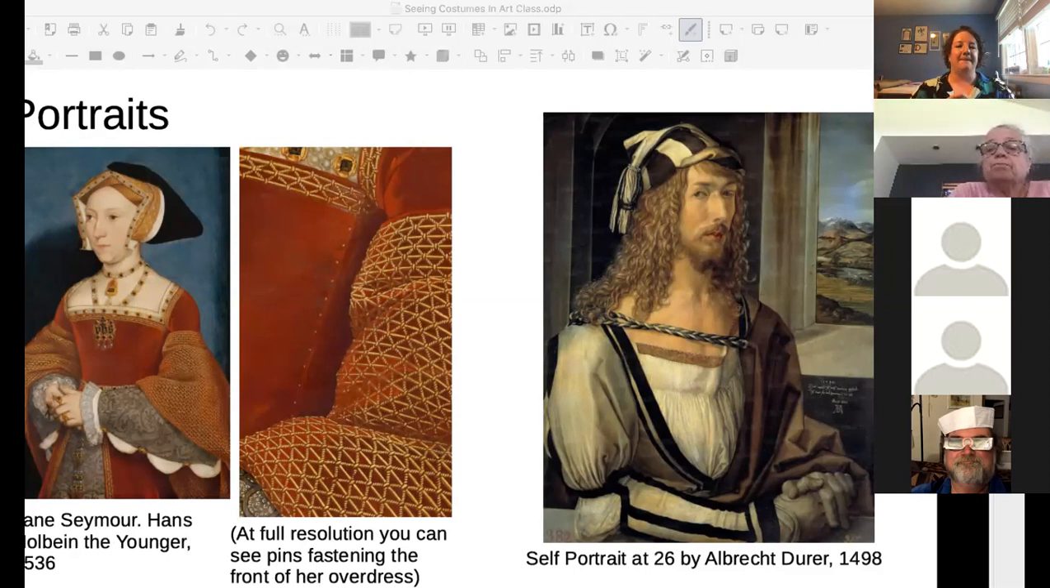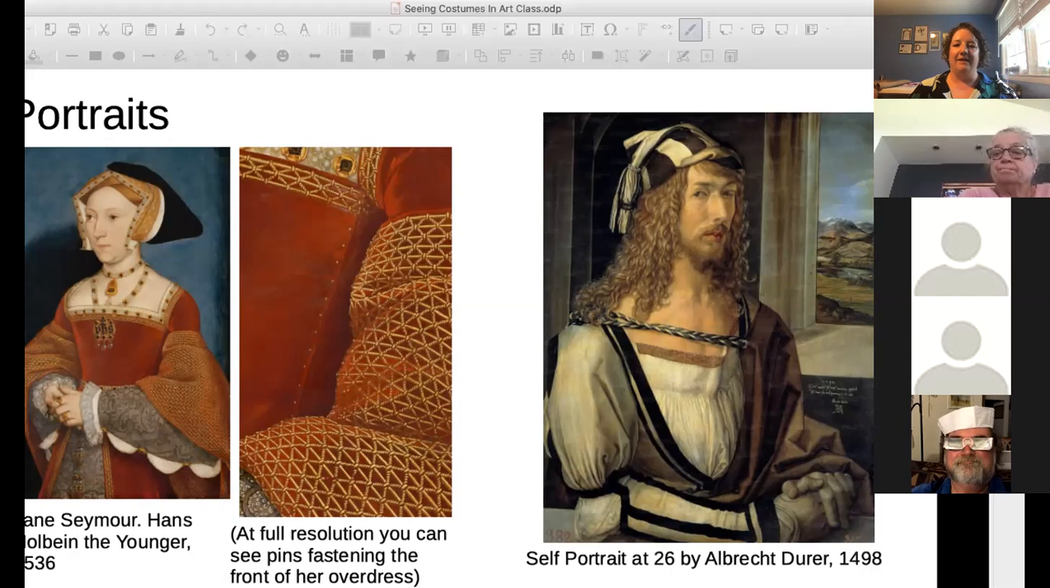This is Jane Seymour by Hans Holbein the Younger on the left, and I've zoomed her in so you can actually see pins fastening the front of her overdress. He went in and put in the tiny little gold pinheads. And Dürer, you can see he was really good in painting at capturing fabric wrinkles and wrinkles of garments and stuff like that.